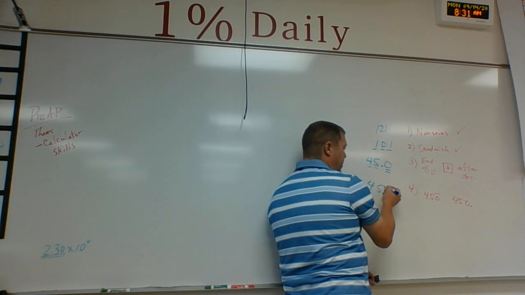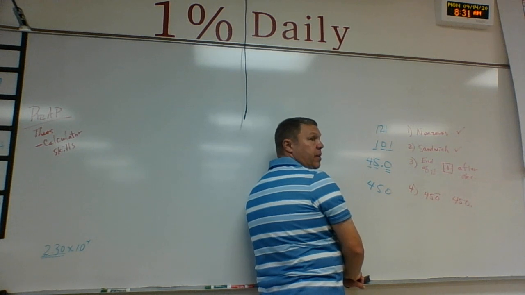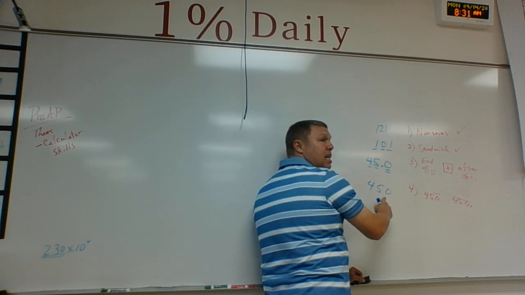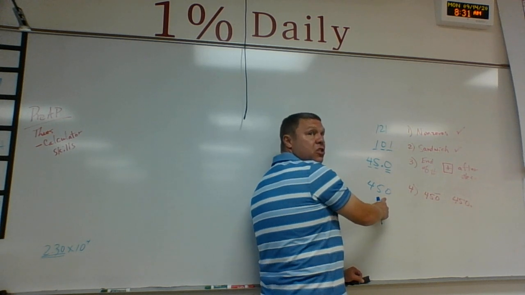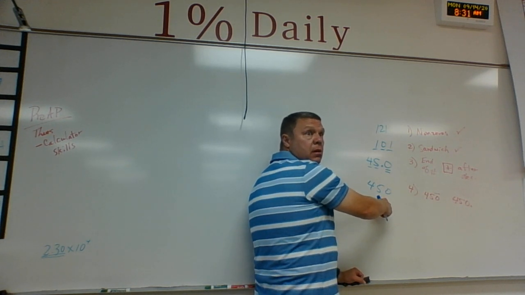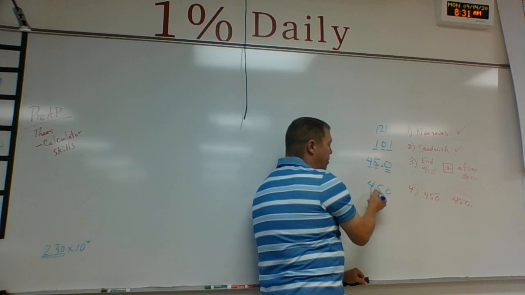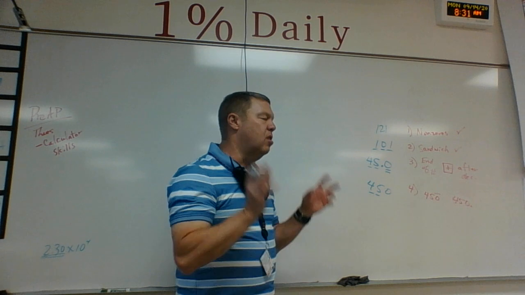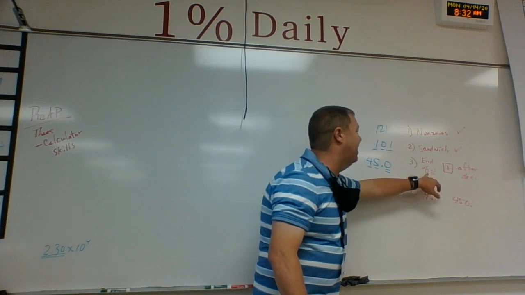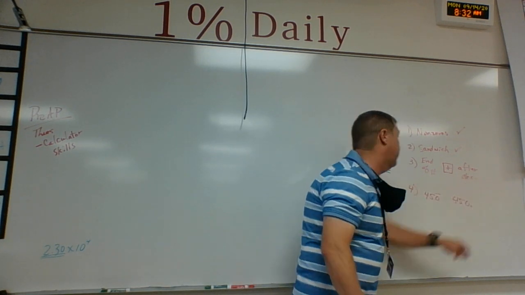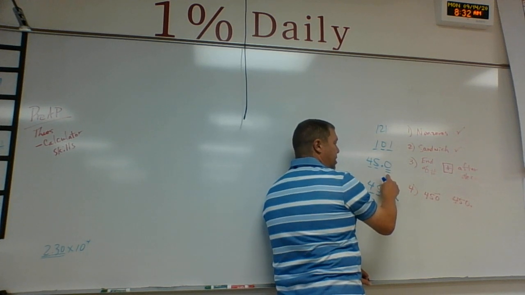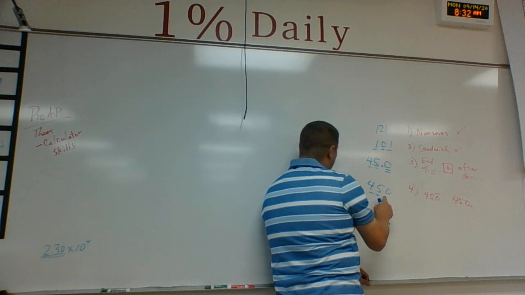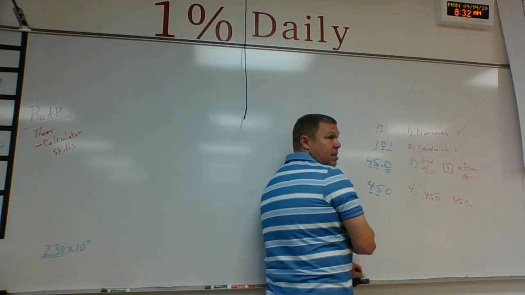Here's one that's not. 450. The 0 is at the end of the number. That's correct. But is it after the decimal also? No. So what's its job? Placeholders, exactly right. So I'm only sure of those 2 numbers. Do you see the difference? This is the hardest rule to understand. You have to have a 0 at the end of the number, and it also has to be after the decimal. This is a 0 at the end of the number, but it's not after the decimal, so I'm not sure of that 0.